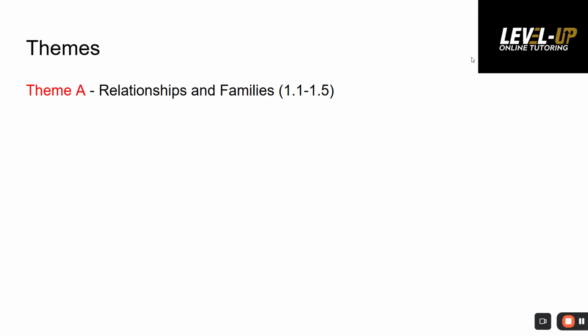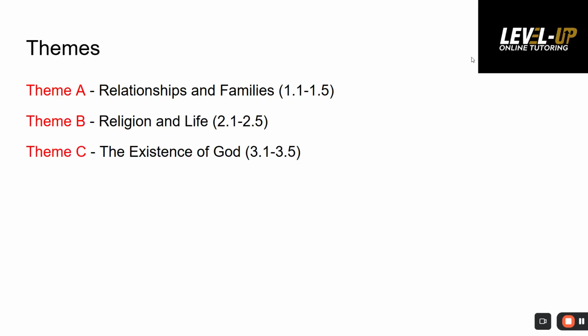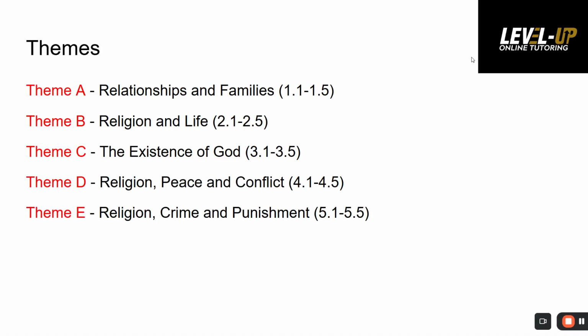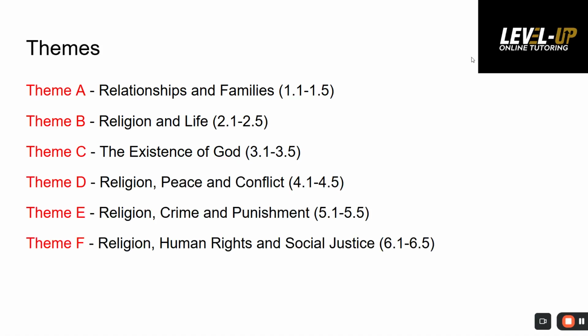Now, in total, there are 6 themes that we look at. The first one is relationships with families, religion and life, the existence of God, religion, peace and conflict, crime and punishment, human rights and social justice. Now, you'll notice here that the 6, some of them might look unfamiliar to you. 2 of these themes you will not have studied. The exam board gives you 6, but they will only require you to try and answer 4 of these themes.